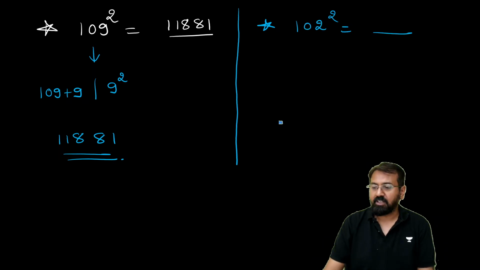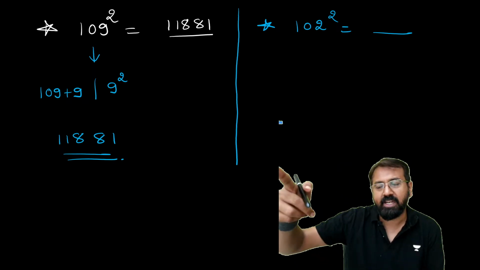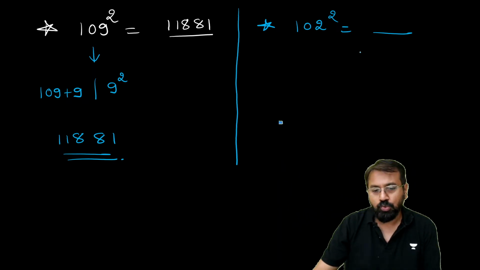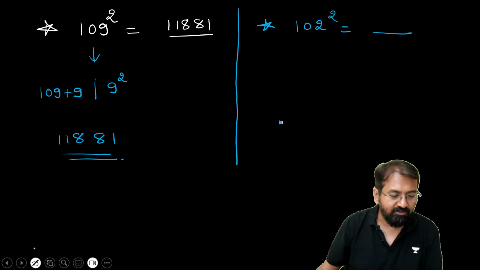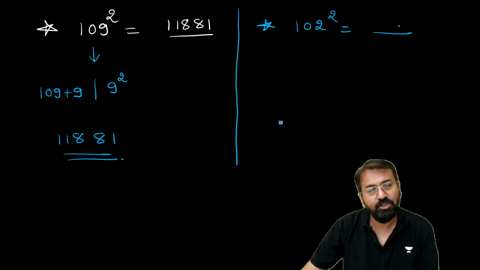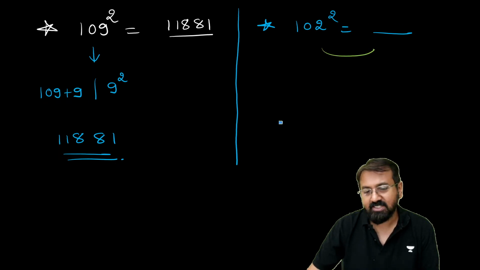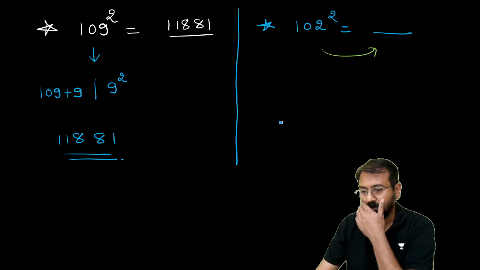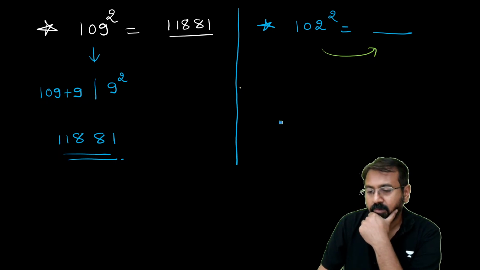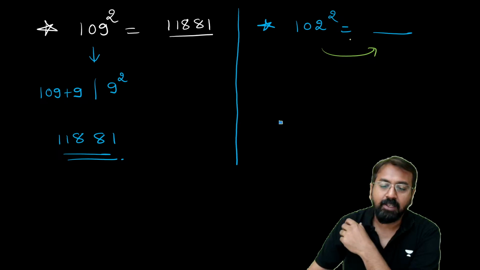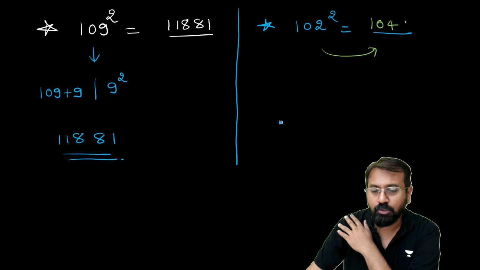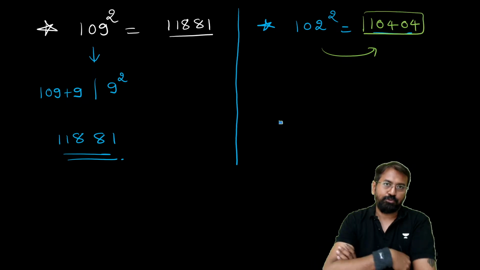102. Everyone, very easy. You can do it in your mind actually. 2 square will be 04 and 102 plus 2, again 104. So what will be the answer? Come on. Correct. This is going to be 10404.